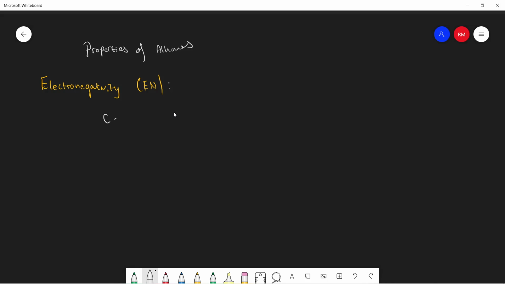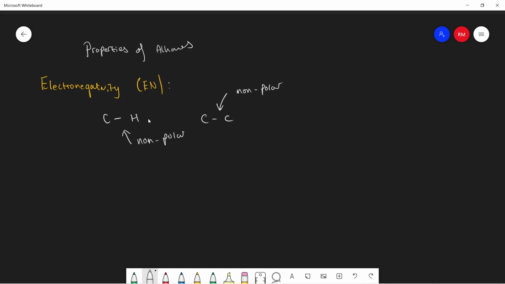So if we look at these two bonds here, we know that carbon-carbon have the same electronegativity, so this one is going to be non-polar. And hydrogen and carbon, I think one's 2.6, one's 2.2. They don't have an electronegativity difference of greater than 0.5, so this bond here is also non-polar.